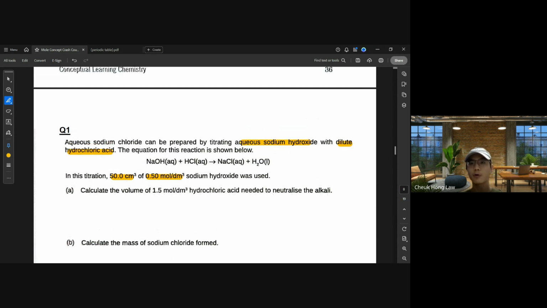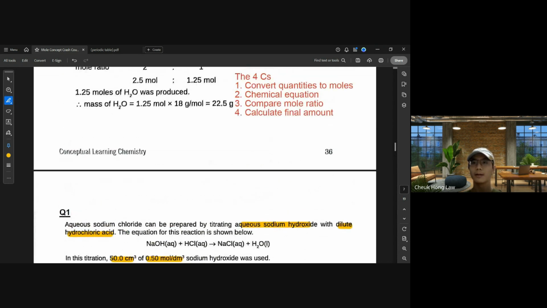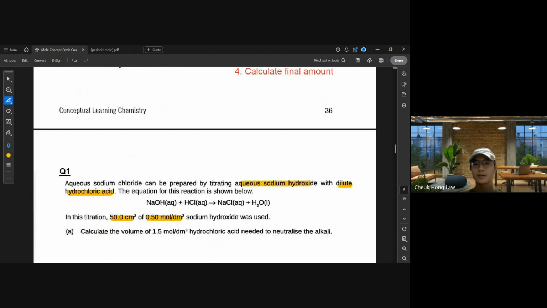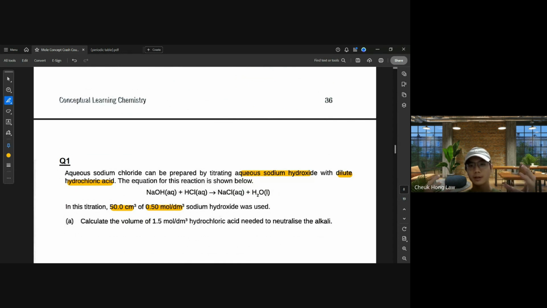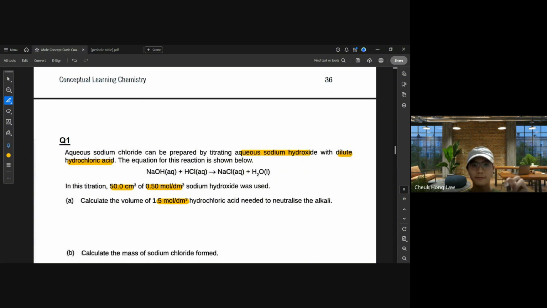So whenever I see a mole question, the first thing I do is step 1, convert quantities into moles. Whenever you don't know what to do when you see a mole question, you just want to see what quantities they give you. In this scenario, I already found 3 quantities: 50 cm³, 0.5 mol/dm³, and 1.5 mol/dm³. Then I will highlight what type of quantities they are. This is volume, this is concentration, and this is also concentration.